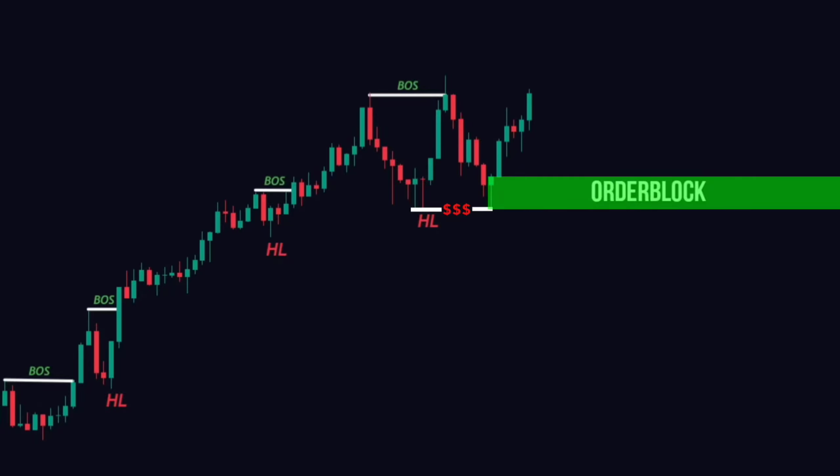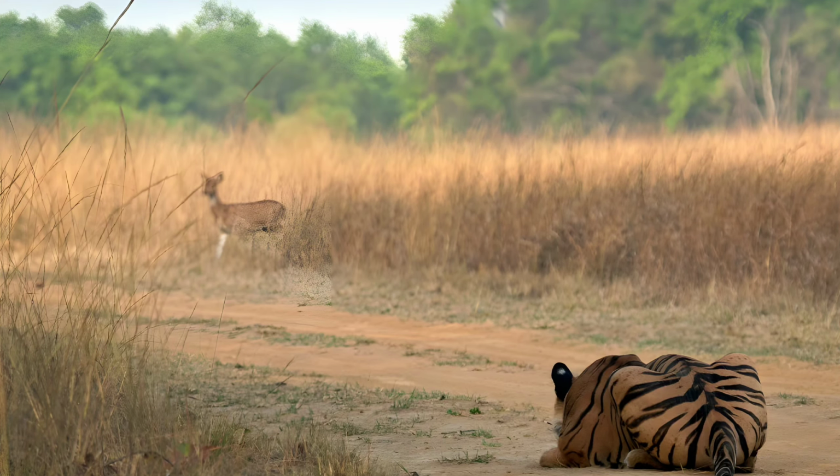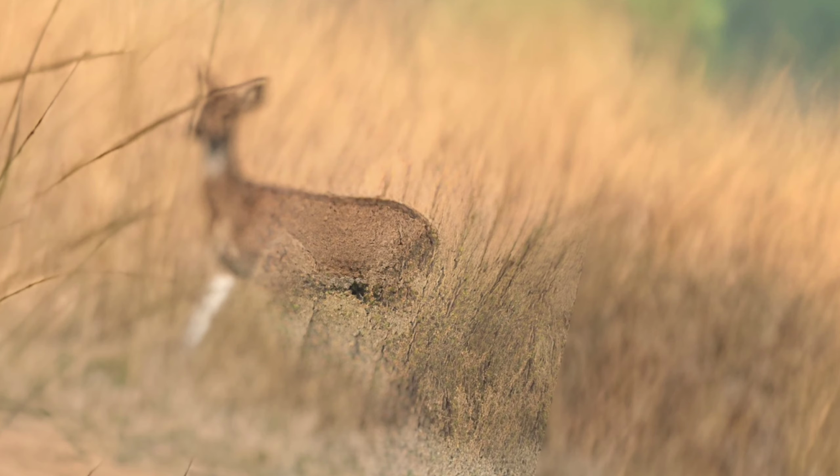But here's the crucial part: we're not jumping in blindly. We won't execute our order the moment price reaches this order block. Why? Because smart money loves to manipulate these areas, often breaking the order block and sweeping the previous low to grab liquidity before making the real move. That's why we wait and watch, like a hunter stalking its prey, and when the right opportunity comes, we strike.